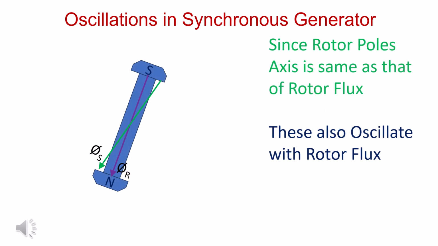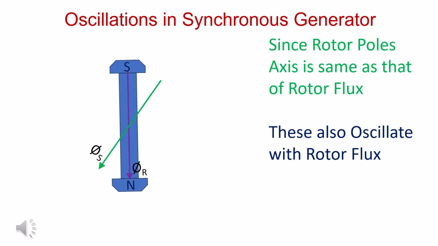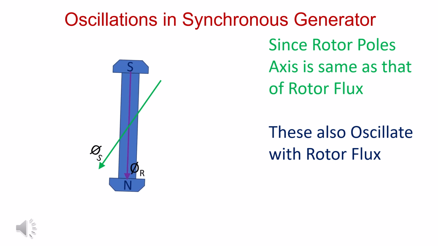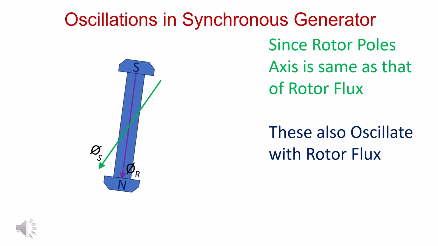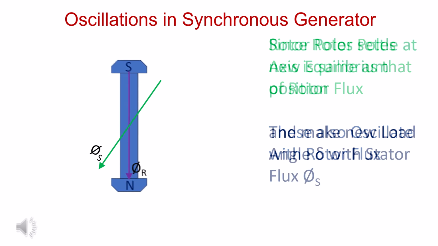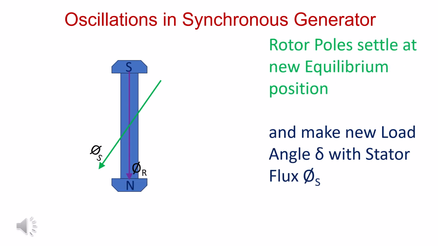Since axis of rotor poles is same as that of rotor flux, they also oscillate with rotor flux. Rotor poles settle at new equilibrium position and make new load angle delta with stator flux phi s.